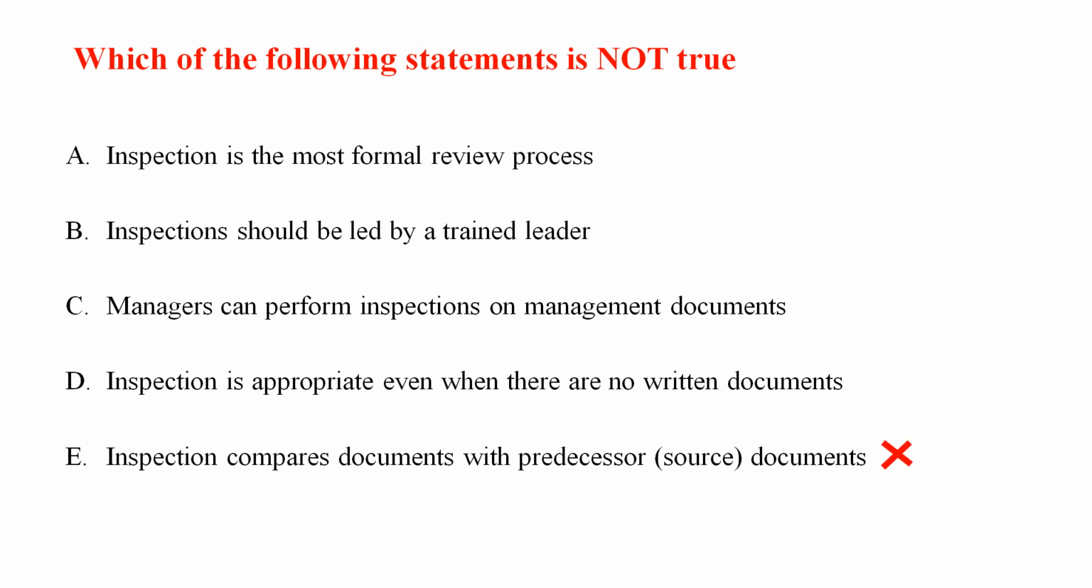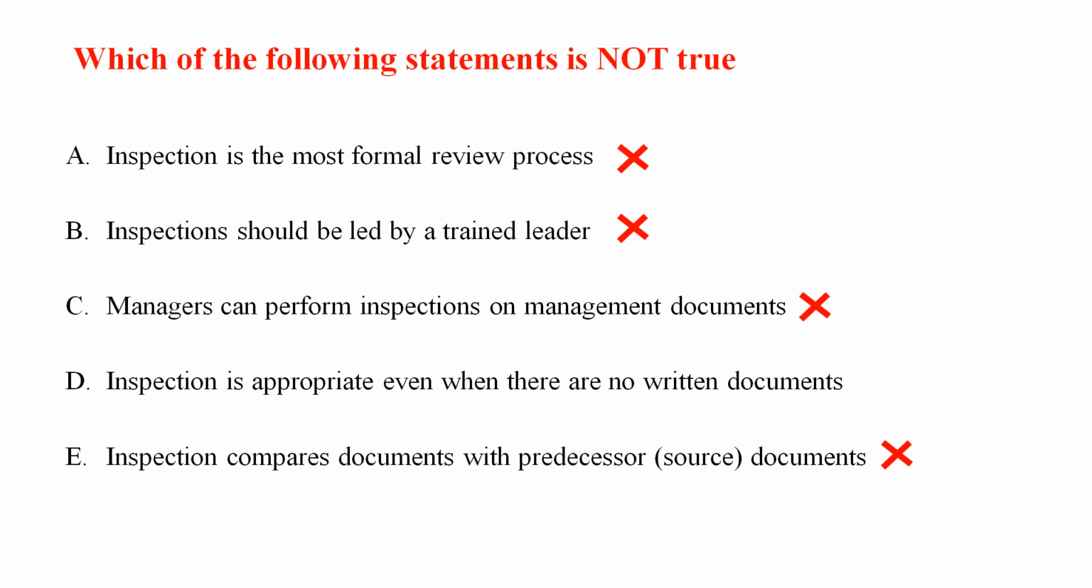First, see, option E is wrong. Why is it wrong? Inspection compares documents with the predecessor documents. No, it's true, right? Yeah. The next is managers can perform inspections on management documents. Yes, they will perform, but the option is given as false. That is not true. These are all true. Inspection should be led by a trained leader. Yes, this is also true. You have to identify the not true statements.